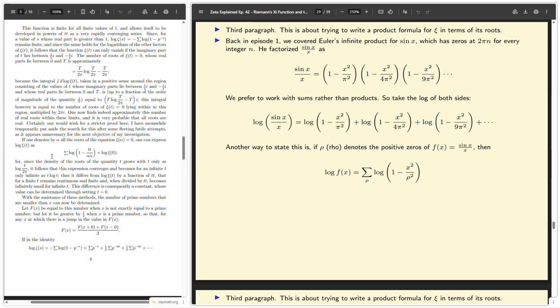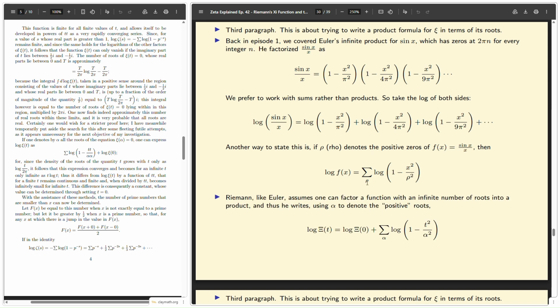Okay, and now you can kind of see what Riemann wrote here. This thing right here, I'm just going to put it on the screen as well, looks exactly the same form as this thing. So log of f of x is equal to this thing for the sine function. And then Riemann, like Euler, assumes that you can factor a function with an infinite number of roots into a product. And therefore he writes, using alpha to denote the positive roots, log of Xi of t. Now I'm switching back to Riemann's form to explain where this equation came from. So capital Xi of t is equal to log of capital Xi of 0 plus the infinite sum over alpha of log of 1 minus t squared over alpha squared. And hopefully this equation makes sense.